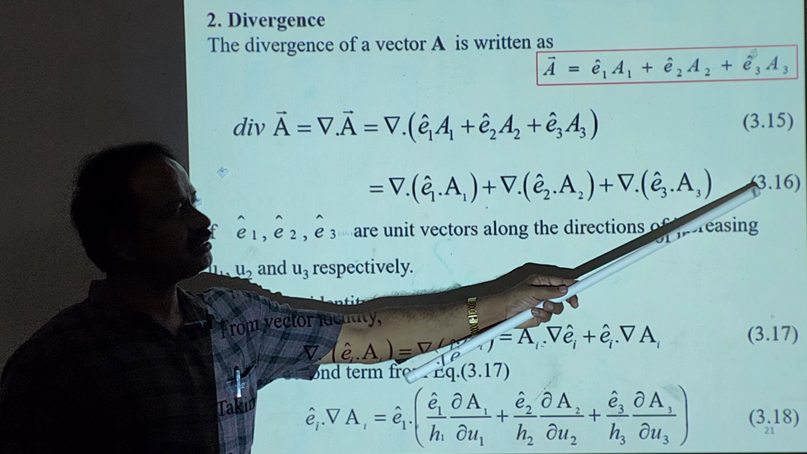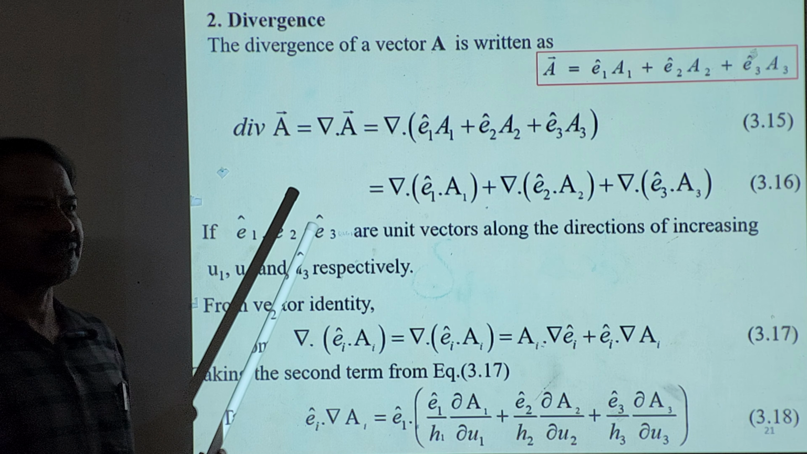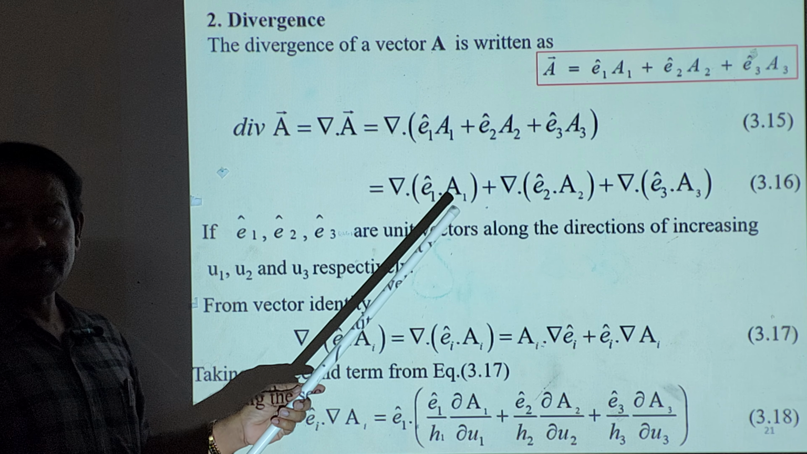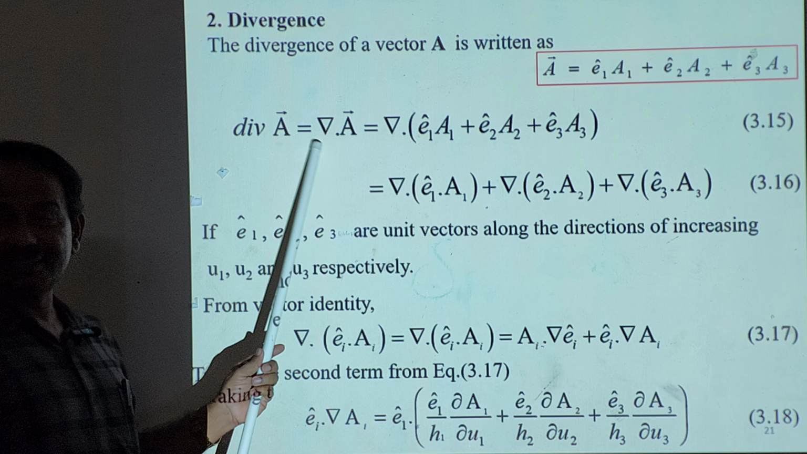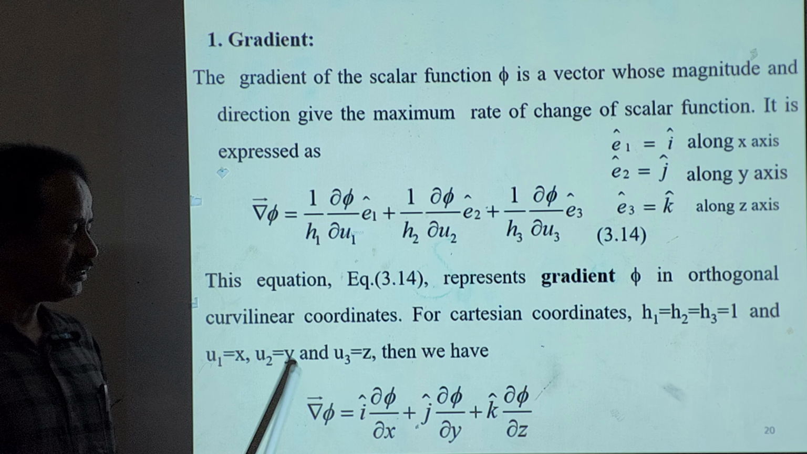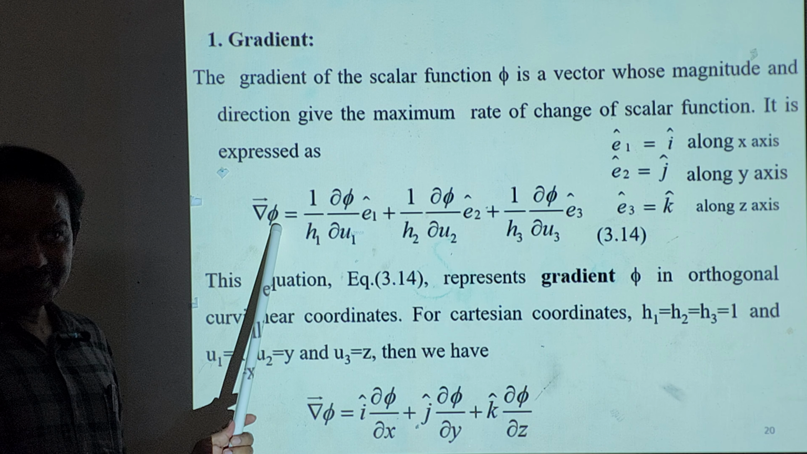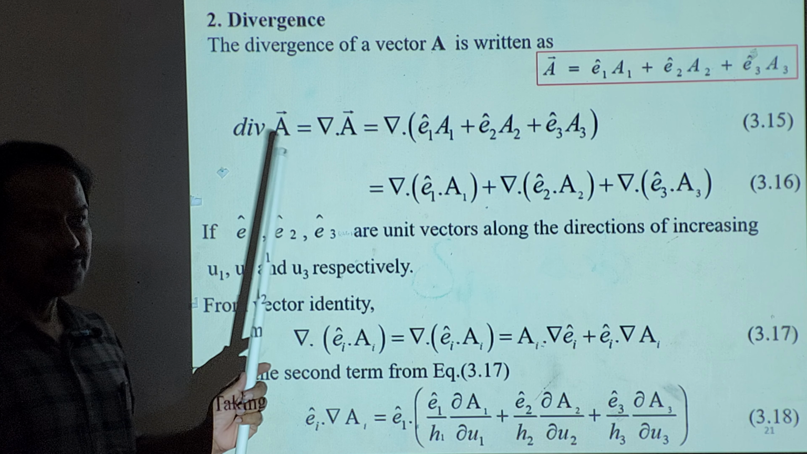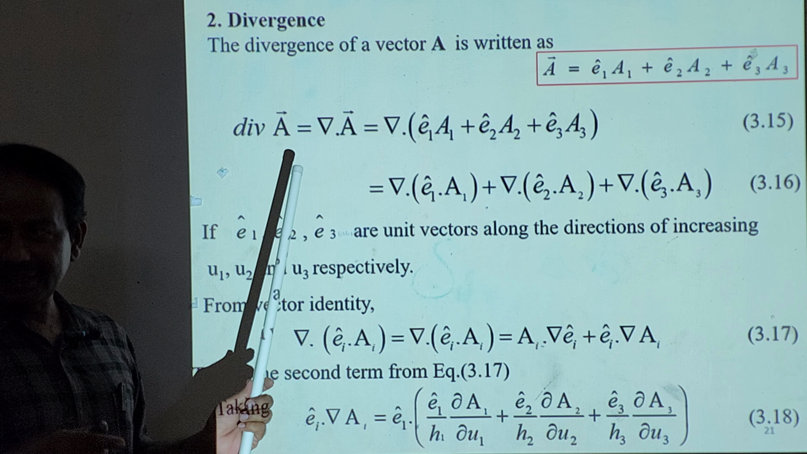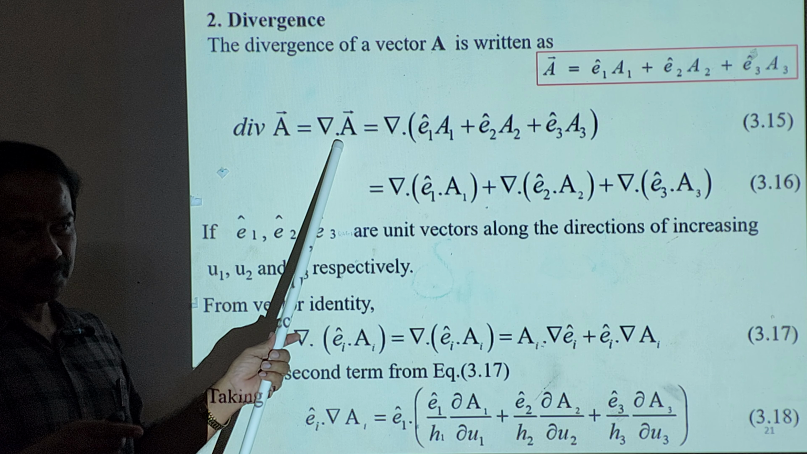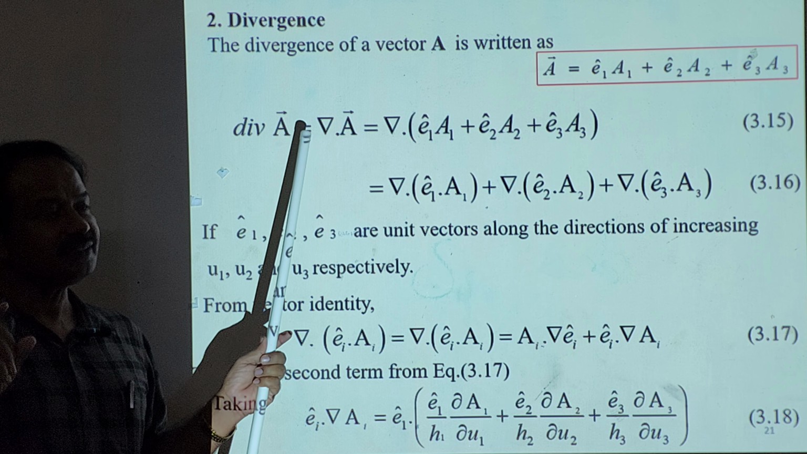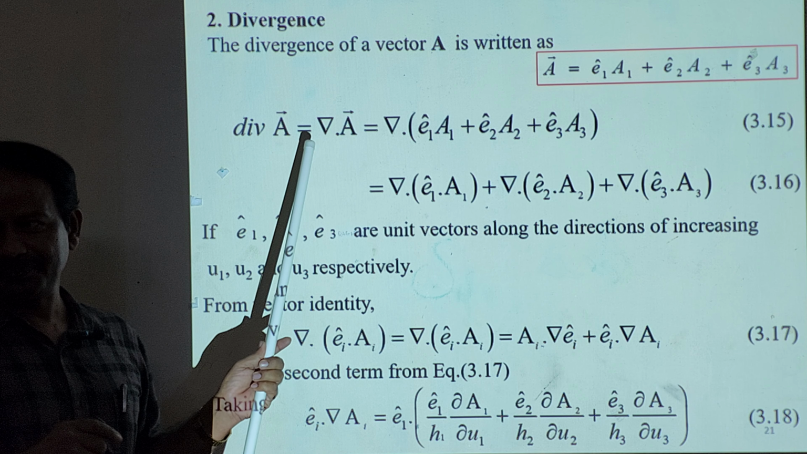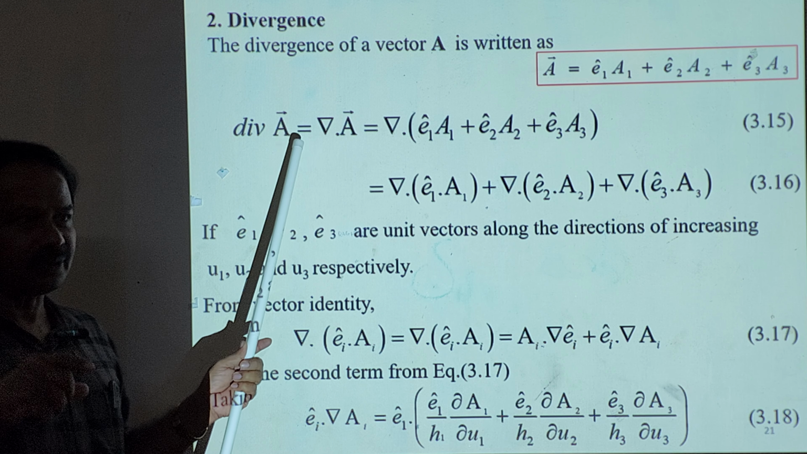So you remember this equation 3.16. It's a very important one. See here, we are going to get the expression for del dot A. We have already got the expression for del phi, this is for the gradient. And the next one is for the divergence. We are going to get the expression for del dot A, and this is for the Cartesian curvilinear coordinate system.